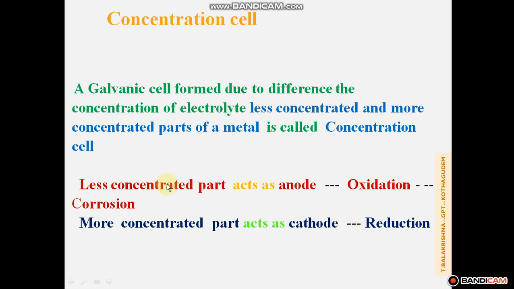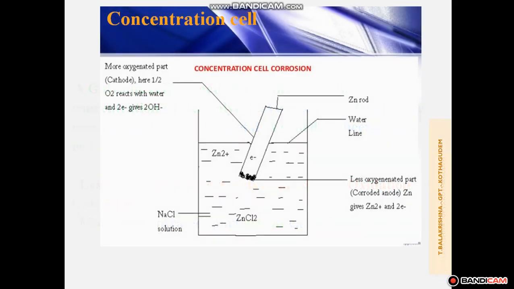Students, this galvanic cell is formed due to the difference in concentration of electrolyte. We saw the diagram. This is how I try to explain using this picture. In this picture, the zinc metal is partially immersed in the solution of neutral sodium chloride solution. This zinc metal piece is dipped in the neutral sodium chloride solution. It is partially dipped in sodium chloride solution.